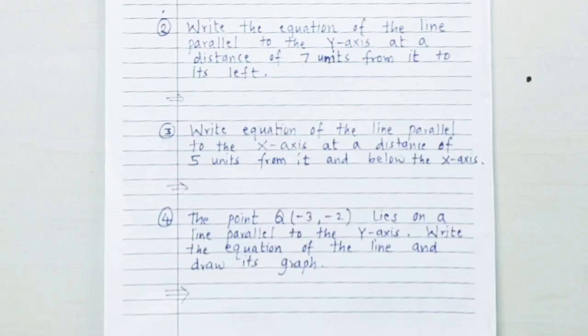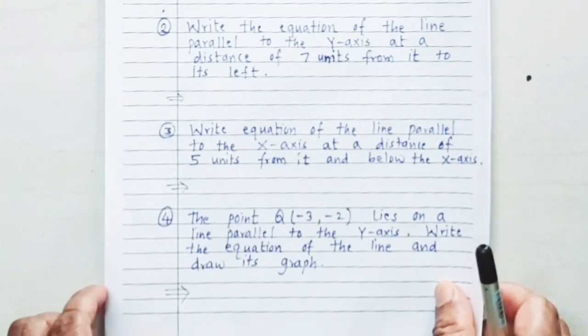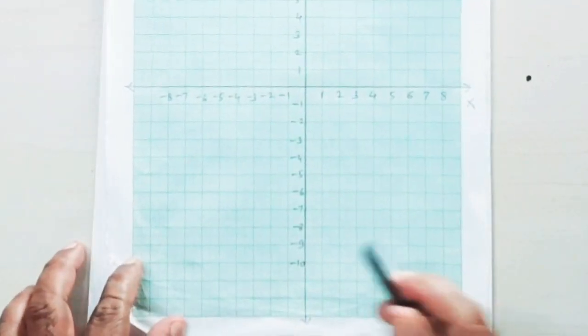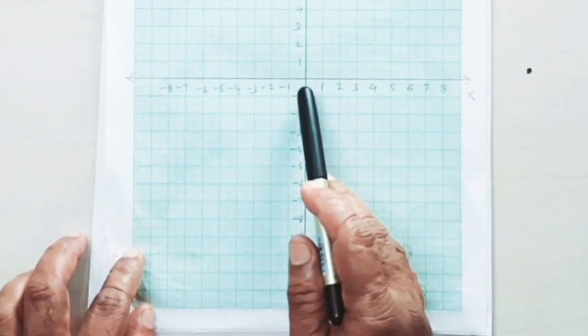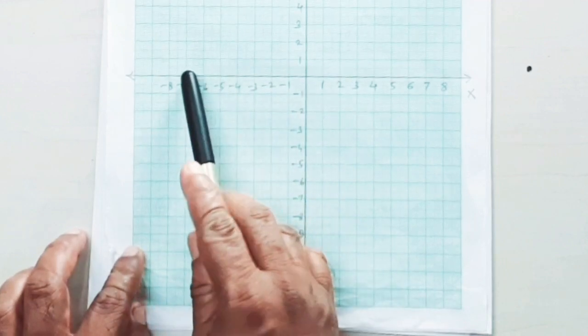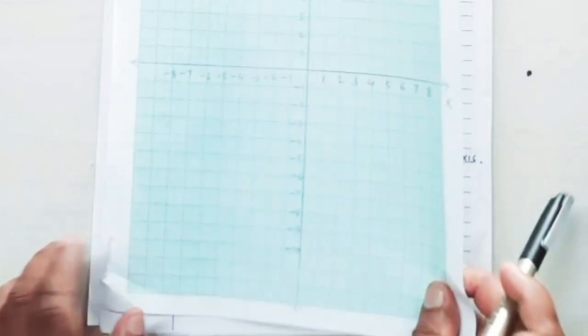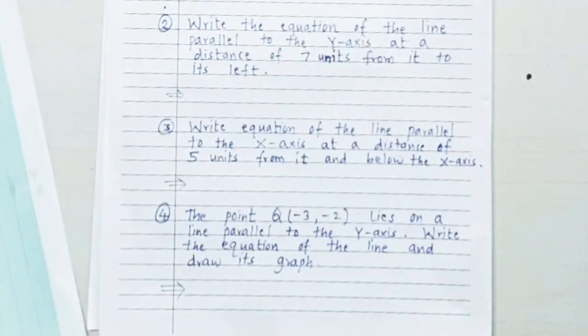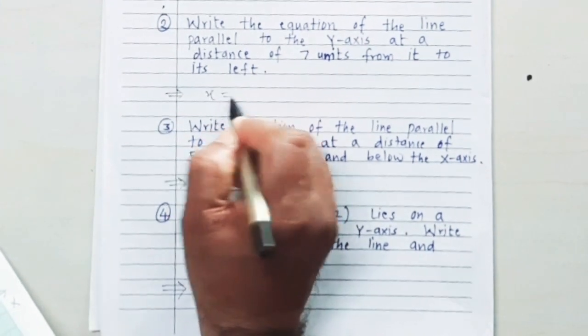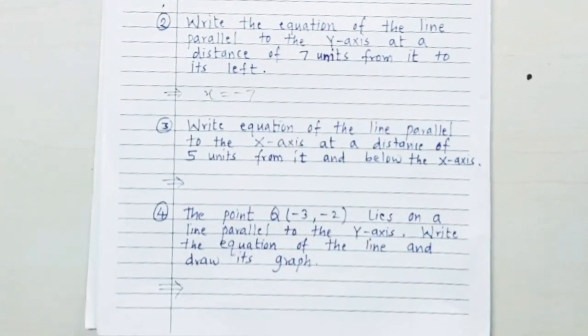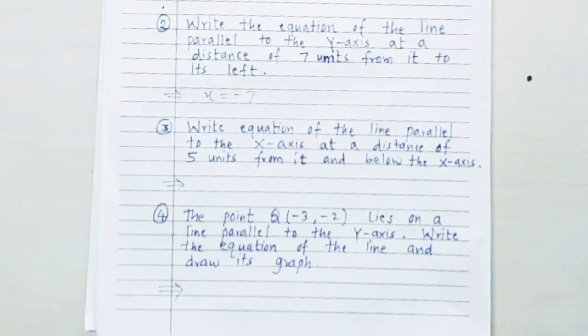Write the equation of a line parallel to the y-axis at a distance of 7 units from its left. So at a distance of 7 units on the left of the y-axis, the x coordinate is minus 7. So the equation of the line parallel to the y-axis at a distance of 7 units to the left is x is equal to minus 7.